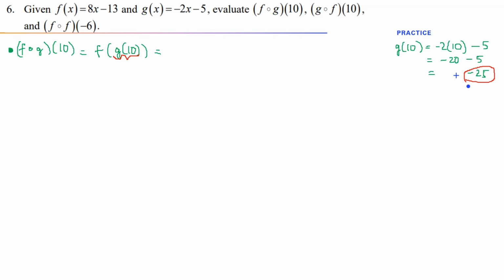Okay, so we have f of negative 25. Now we plug in, right? So a times negative 25 minus 13. 8 times negative 25 is negative 200, then negative 213.